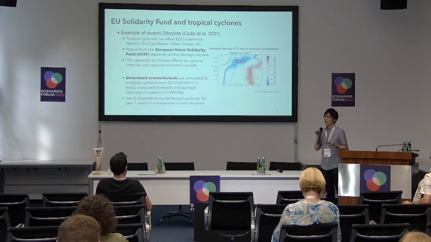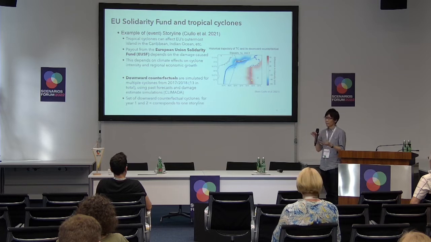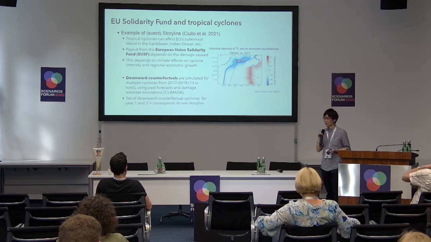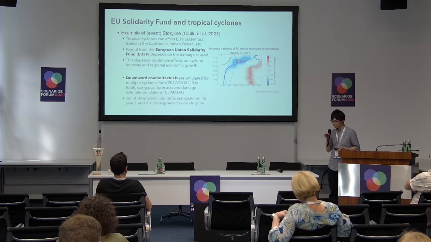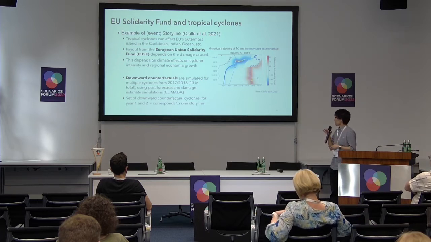What we're interested in here is to consider a specific storyline of tropical cyclones causing damages, and then seeing whether that could be of concern for the European Union Solidarity Fund, whether the capital of the fund could become negative as a result of the damages caused.